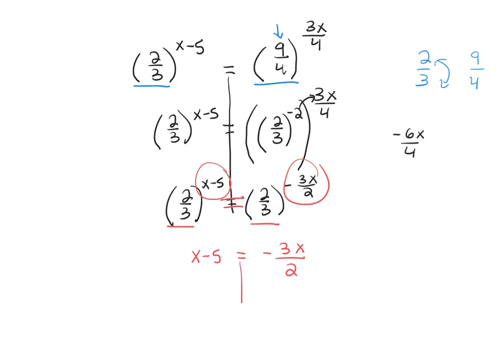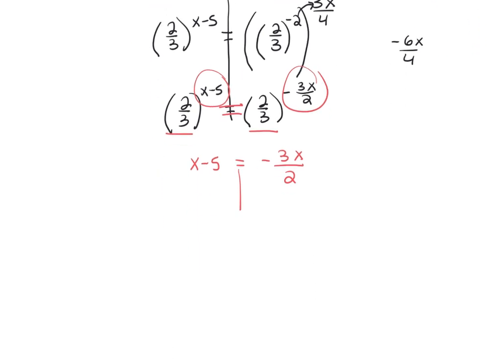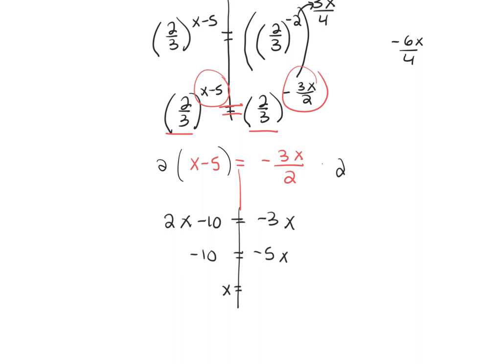Now let's solve for x. I'm going to multiply both sides by 2. On the left, 2x minus 10 equals negative 3x. Get your x onto one side, so negative 10 equals negative 5x, and therefore x equals positive 2.